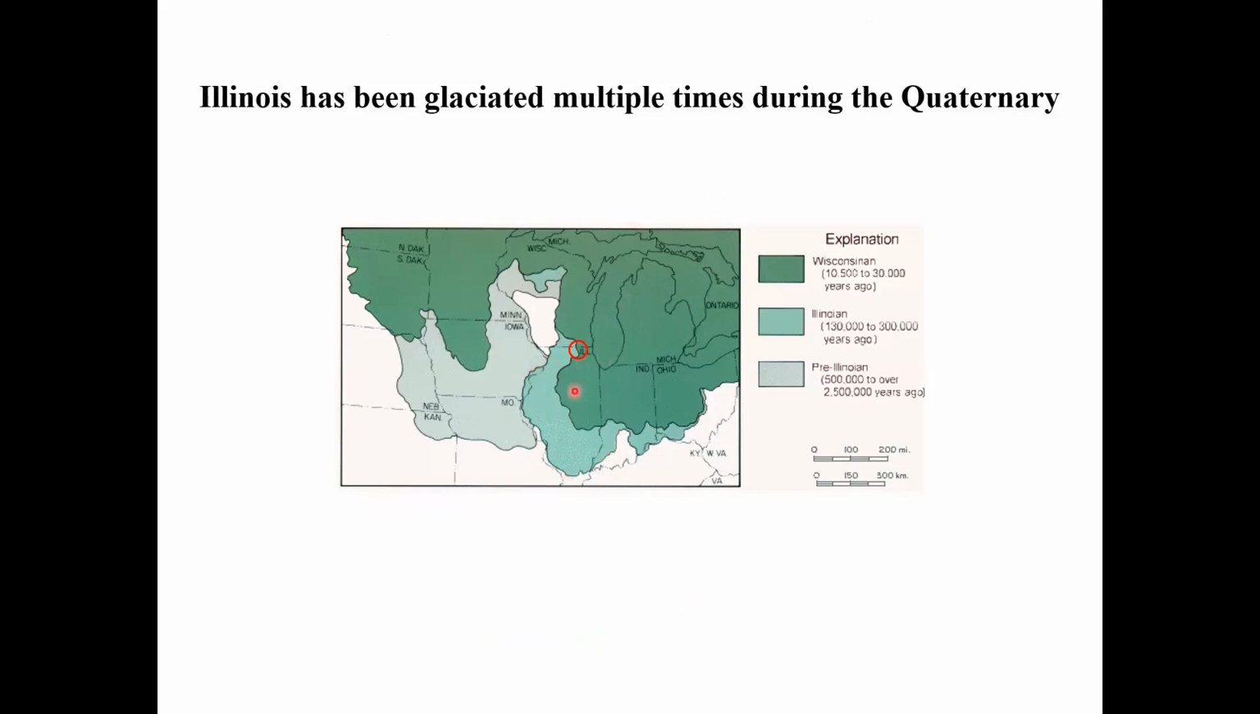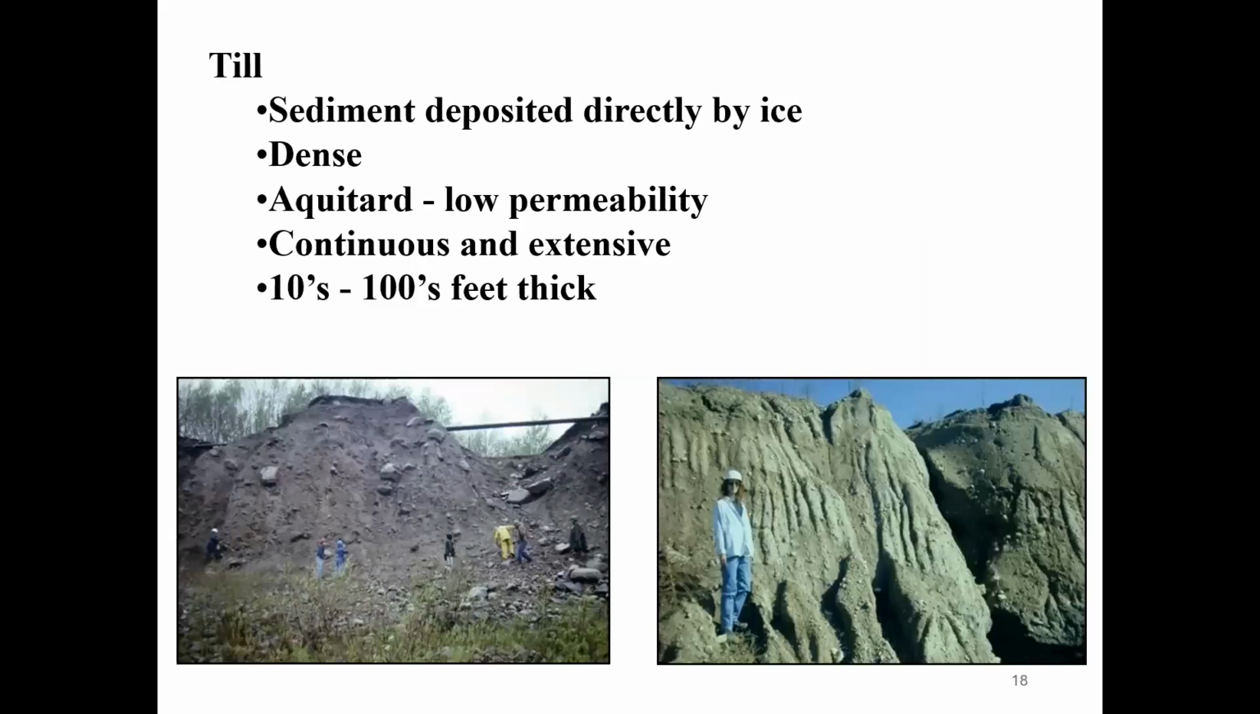So ice advances to the light green here, melts back, is gone for about 100,000 years, and then re-advances to the darker green location here. So the till, this is the sediment that the ice actually deposits. It's tens to hundreds of feet thick. It's pretty continuous and extensive across Illinois, and especially the Kish watershed. Very low permeability. We can't get groundwater out of it.